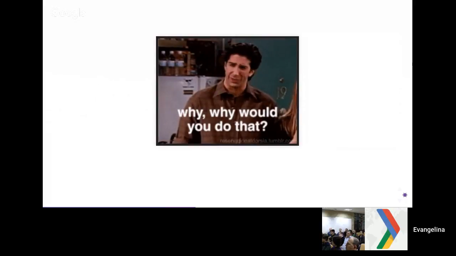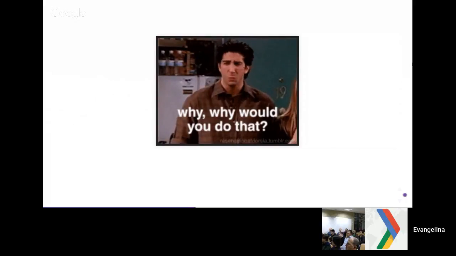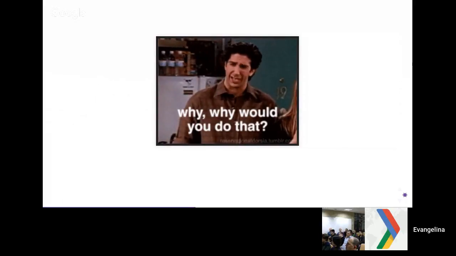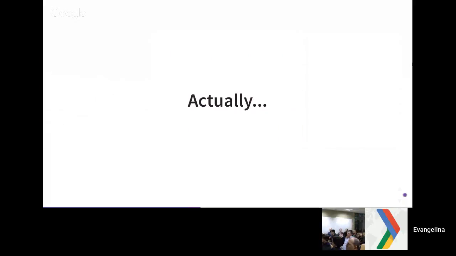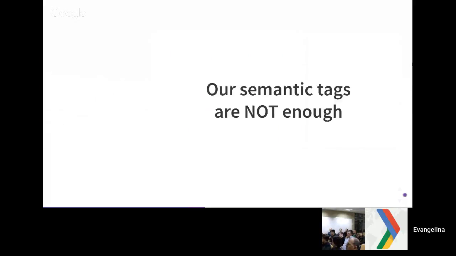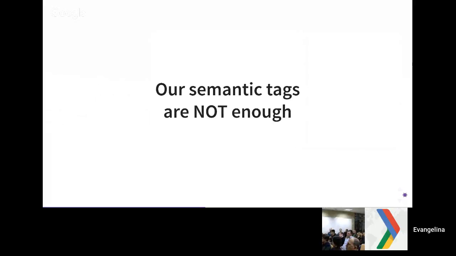But then why do we have roles if we have semantic tags and we should follow HTML rules and use a nav when we use a nav? Well, the main problem is that our semantic tags are not enough. We have a lot of semantic tags, but if we think about web apps today, there are many elements that don't have a semantic tag for them.